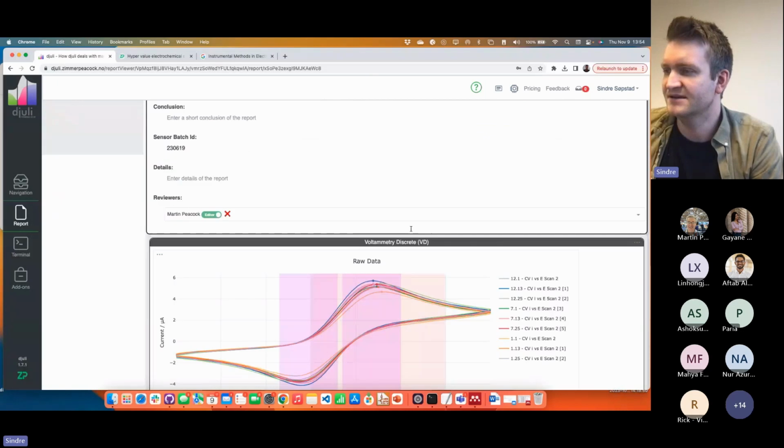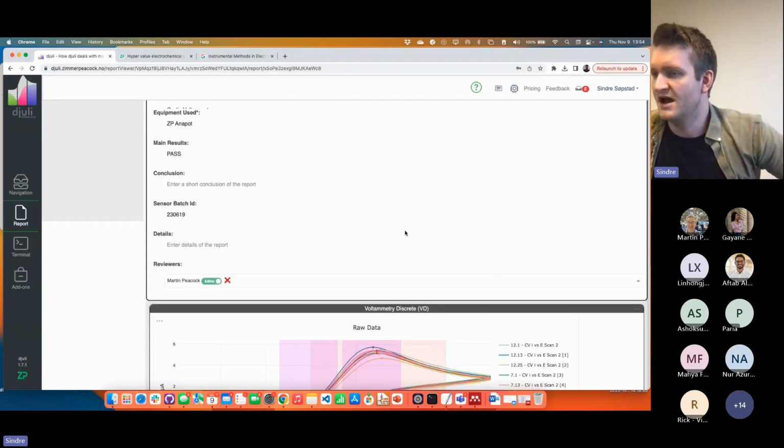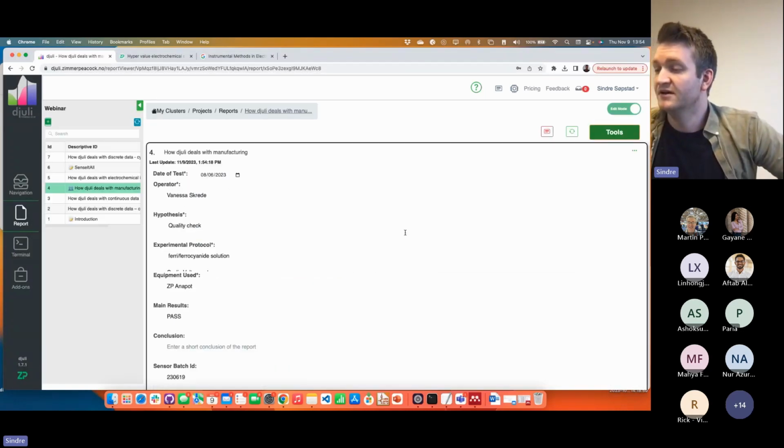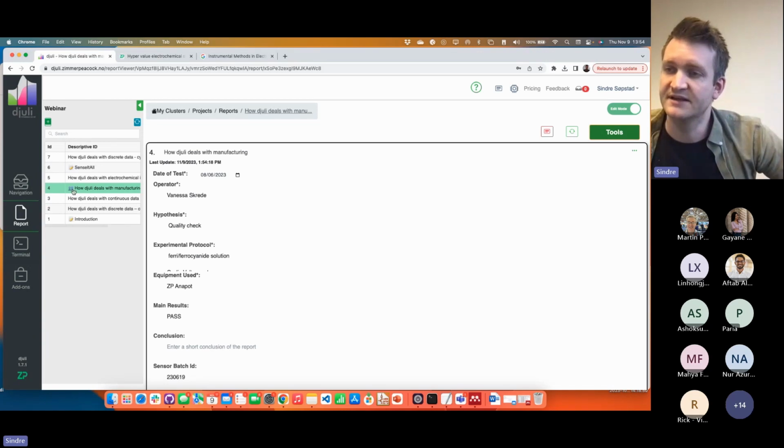So that is the summary of how to deal with data in production and manufacturing. You can see I got a little icon here, which indicates that I've shared.